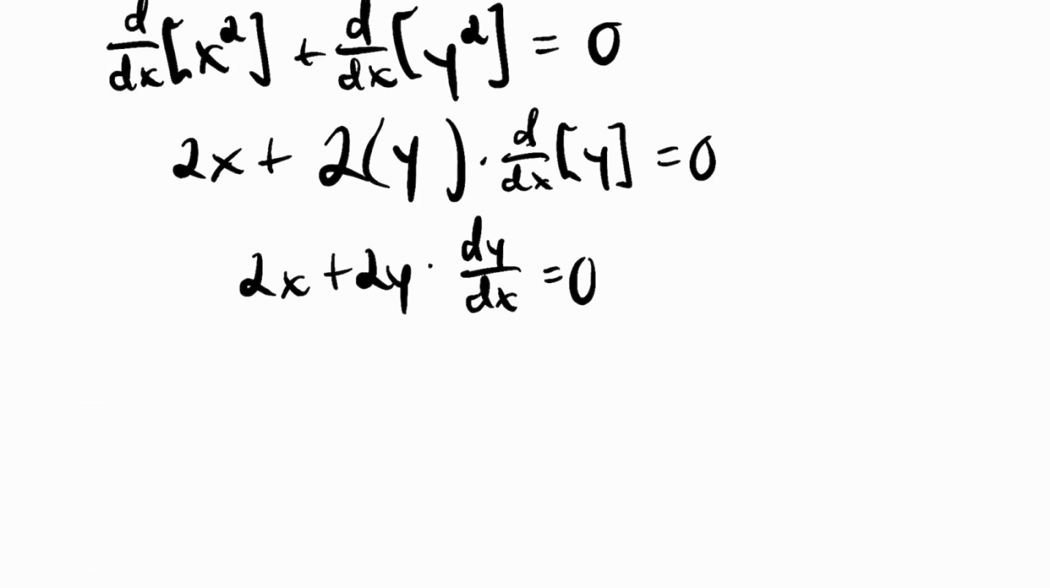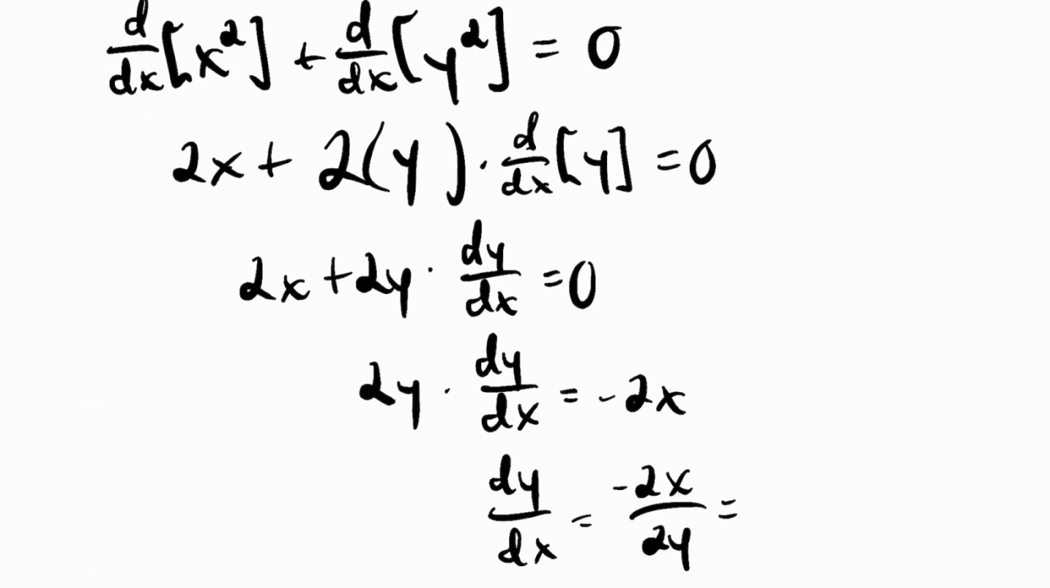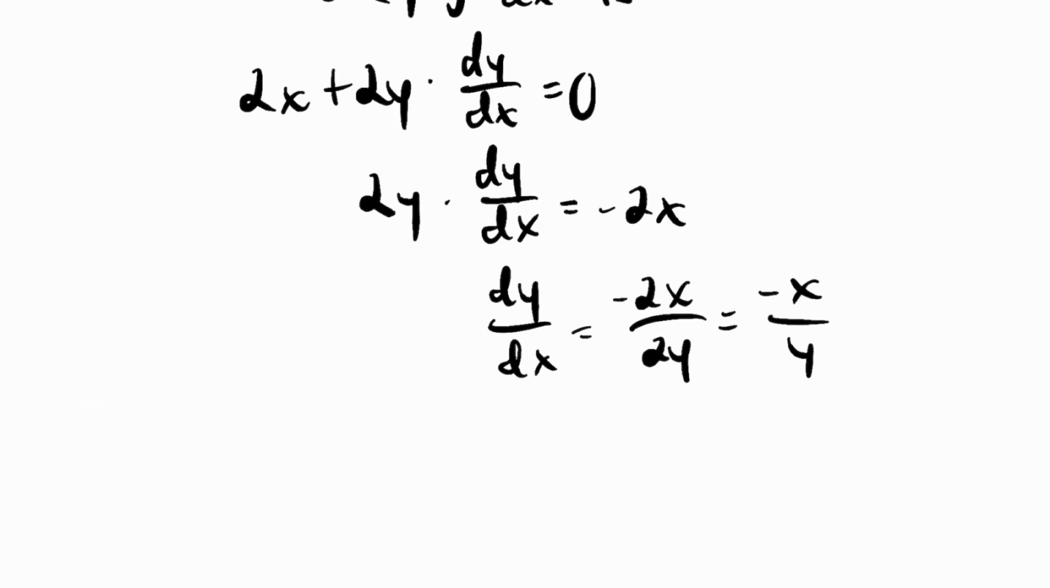So I'm going to subtract 2x on both sides. So 2y times dy/dx equals negative 2x, and then I can divide by 2y on both sides. So dy/dx equals negative 2x over 2y, and of course that reduces to negative x over y. So there's our derivative, negative x over y.